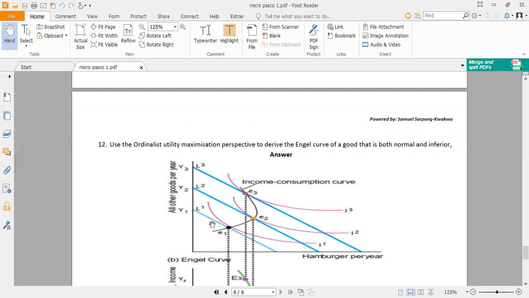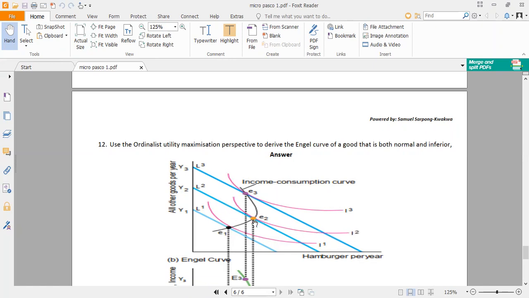Let's start from this budget line, okay, and then this indifference curve. So this was the initial equilibrium point E1, okay, E1. Now there's an increase in income, holding prices constant. We know that the budget line will shift to the right. So this is what we have. It will come to L2.